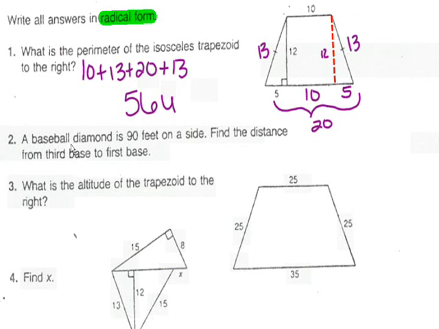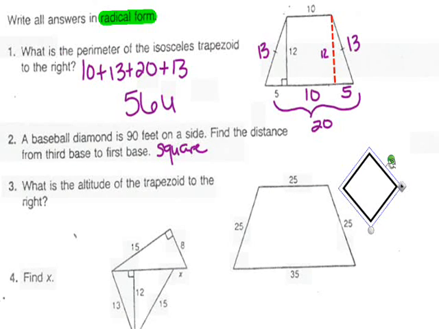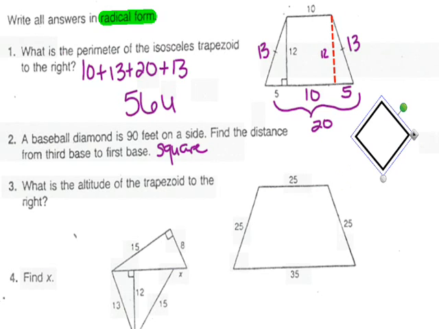All right, now let's talk baseball diamond. A baseball diamond is 90 feet on a side, which means it's a rhombus. The question is, is it also a square? And the answer is yes, it is a square. So we need to find the distance from third base to first base. So let's draw our baseball diamond. It's a tiny little baseball diamond. Make that bigger. Let me rotate it so it's in the form we're used to. All right, so there's our baseball diamond.